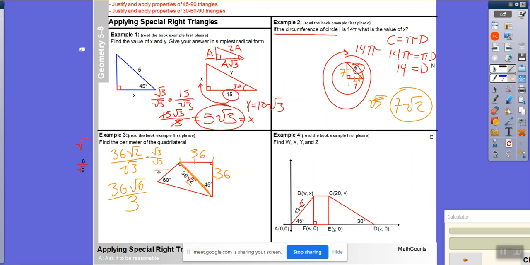And that's for the hypotenuse, right? No, that's for the shortest side length. And then the hypotenuse is 2a, so it's twice that. 24 root 6. So it's 24. And then we add it all together.